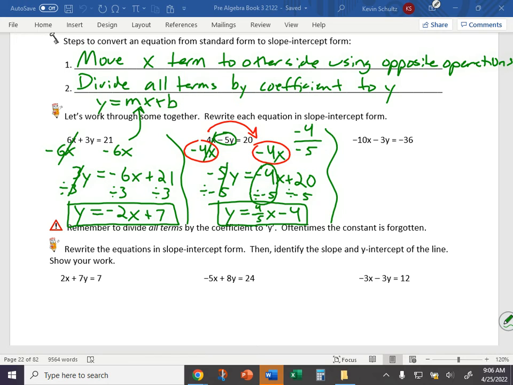For the last one, I want to move that negative 10x to the right side. What am I going to do? Using opposite operations. Abby? You're going to add. Good. Add 10x.